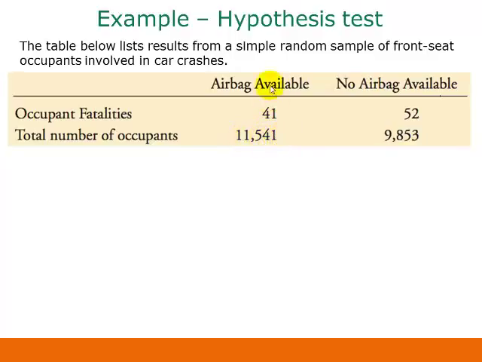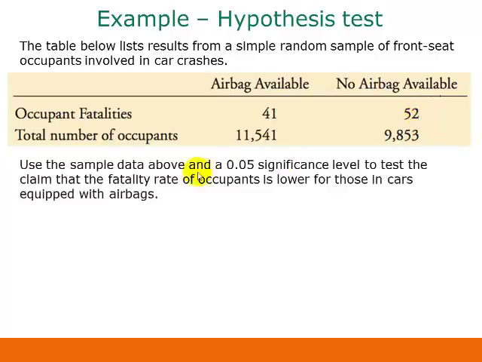11,541 crashes where an airbag was available, there were 41 fatalities, and out of the 9,853 where no airbag was available, there were 52 occupant fatalities. So we're going to use the sample data and a 0.05 significance level to test the claim that the fatality rate of occupants is lower for those in cars equipped with airbags.